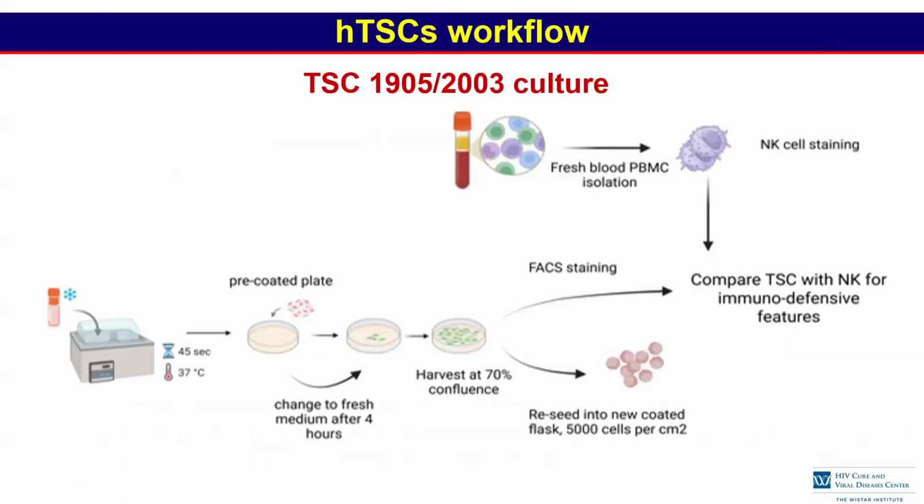So basically, we followed a protocol that was given to us by Accelerated Biosciences. We withdraw the cells and we culture them in pre-coated plates for 4 hours, and then we change the media and we leave them for at least 72 hours, and we harvest the cells, and then we seed them again, or we use them for flow cytometry to assess whether they do express any NK markers. And we also use as a comparator whole blood PBMCs that were isolated from blood, and we also stain them for NK.